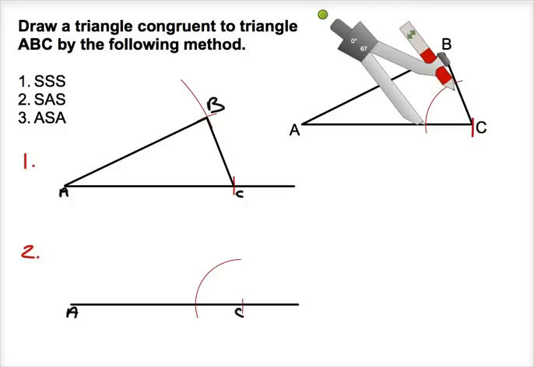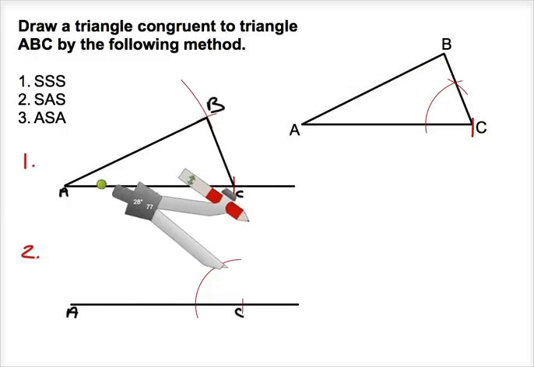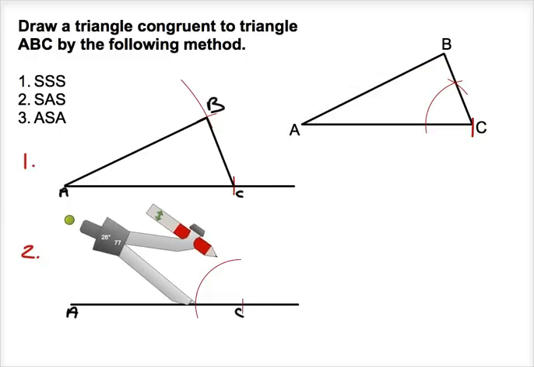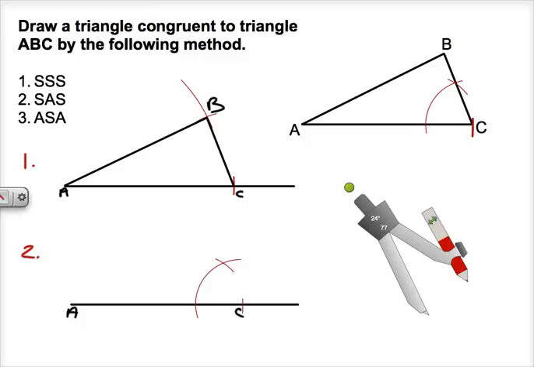So let's see, it looks like there's how big my opening is. So I copy it down here, and I've now copied angle C. And I know angle C goes out this far. Okay. So I have side AC, angle C, and now I need the next side, which would be how far is BC.